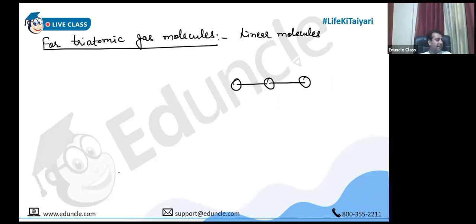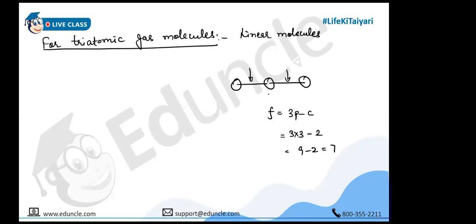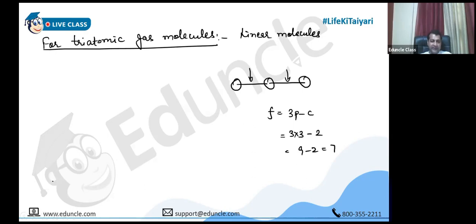So you can remember it in this manner. 3 coordinates are required for this, 3 coordinates are required for this, and 3 or 3P minus C is also there. How many constraints are there? 1 constraint, 2 constraints. So how many? 7. Clear? Yes, sir. Because when you are saying that these distances are fixed, it means out of 9 coordinates, you require only 7 coordinates.